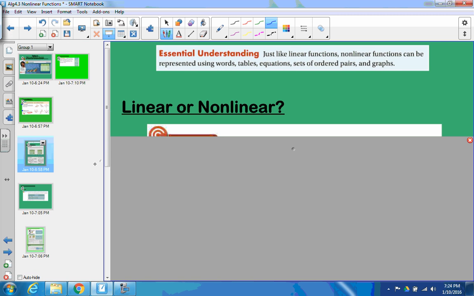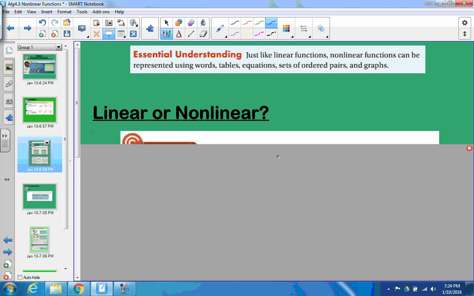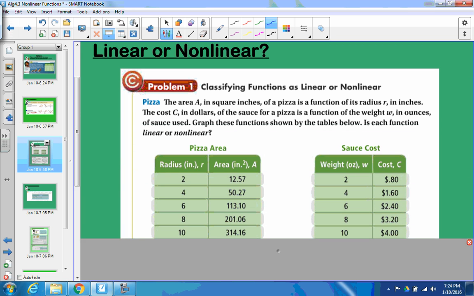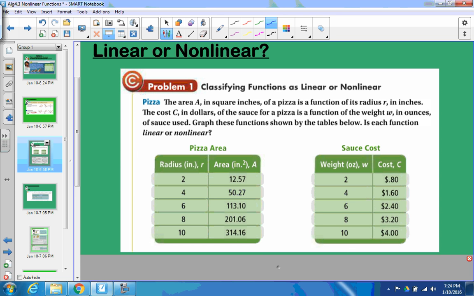All right, so this is our first thing. It says the area, A, in square inches of a pizza is a function of its radius. So what it means by that is based on the radius of a pizza. So if you have your pizza, I know you don't usually have a blue pizza, pepperoni's on there, sausage. The radius is always any line from the outside of the circle to the middle of a circle. And it's saying here the area is based off of whatever the size of the radius is.